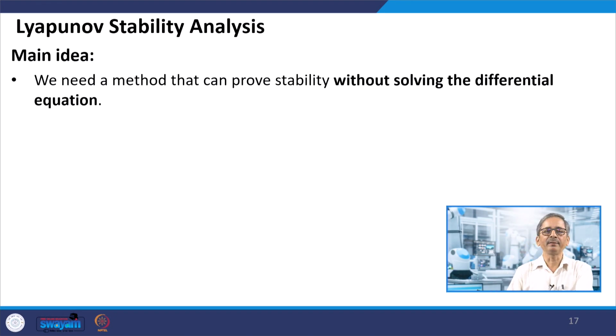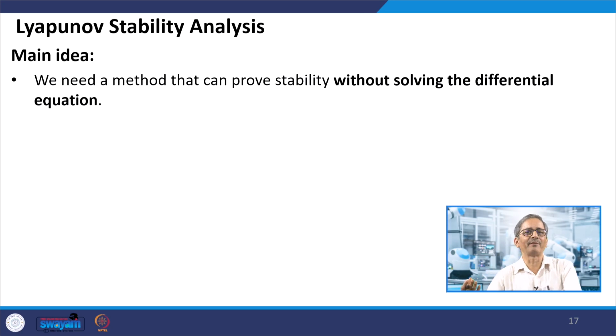Next, let us see the stability. Okay, so a system is considered to be stable if over a period of time error is not accumulating, right? So in the Lyapunov stability analysis, the main idea is that we need a method that can prove stability without solving the differential equation.